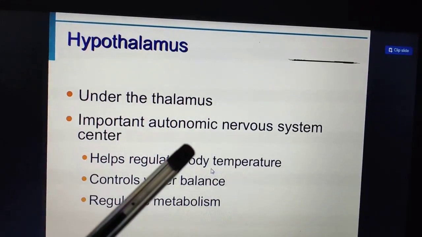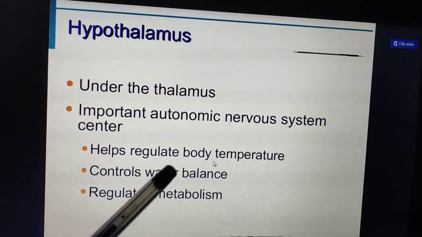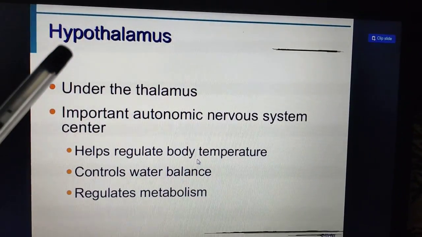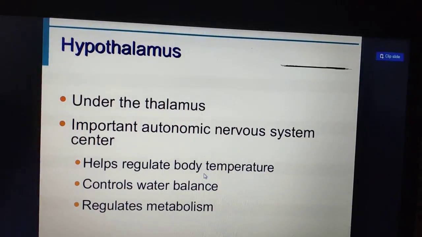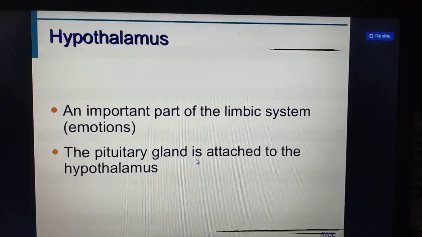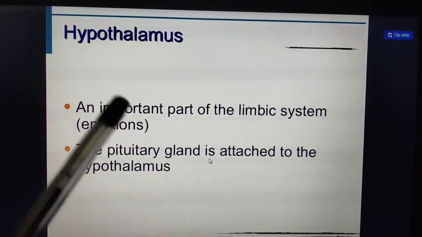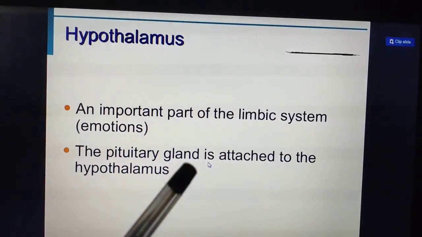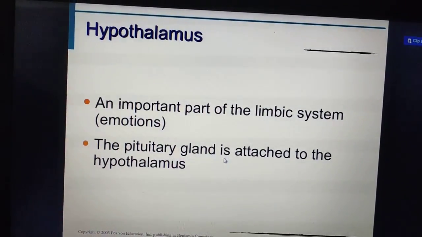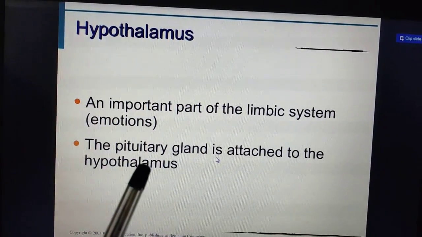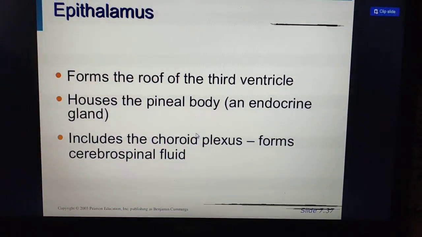Body temperature is regulated by this hypothalamus, which also controls the water balance, whether dehydration or excess fluid, and also regulates the metabolism. Understood, no? Also, it is an important part of the limbic system: emotions like anger, crying, happiness are carried out by the hypothalamus. The pituitary gland, one of the important glands, is attached to the hypothalamus. Now we'll see the epithalamus. Epithalamus means what? Above.